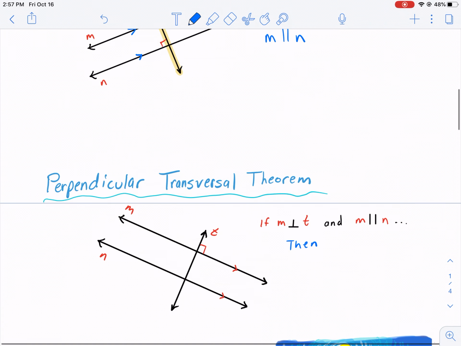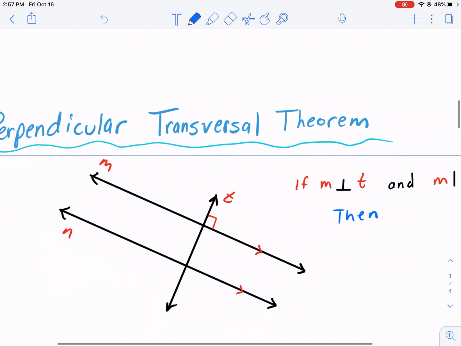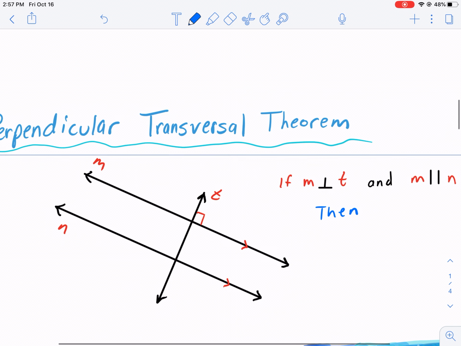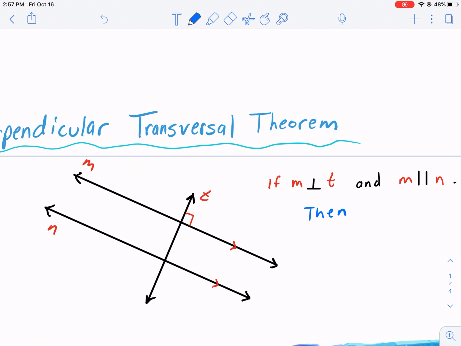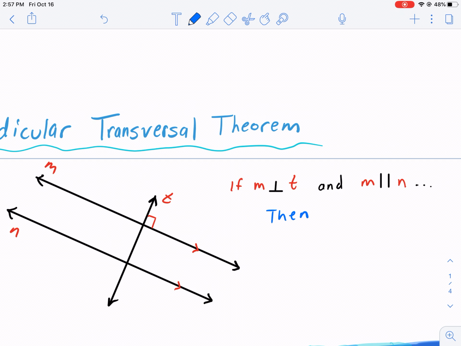Moving on to the third and final one, the perpendicular transversal theorem. If M is perpendicular to T and M is parallel to N, then what can we say? What profound statement can we make? We know that these two lines are parallel to each other. We know T, this little transversal, is hitting at 90 degrees. It's almost like we have the corresponding angles property going on here. We know that N will also be perpendicular to T.